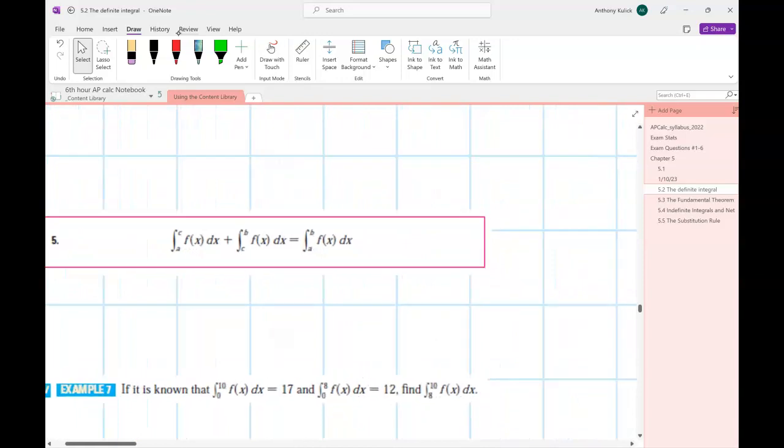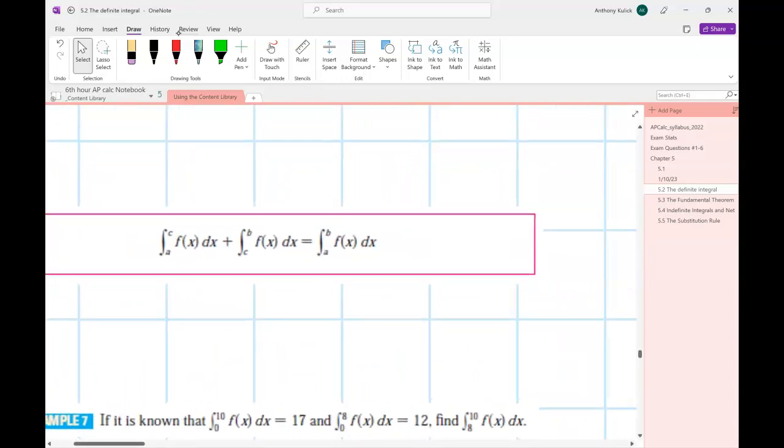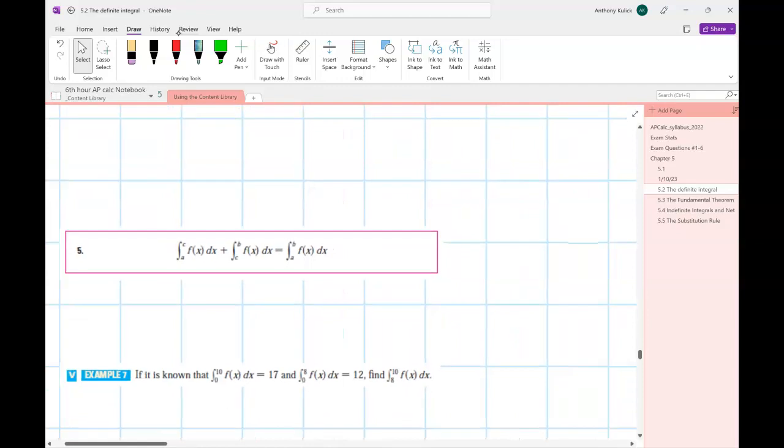All right. Another super useful one says the integral from a to c of f of x dx plus the integral from c to b of f of x dx is the same as the integral from a to b of f of x dx.